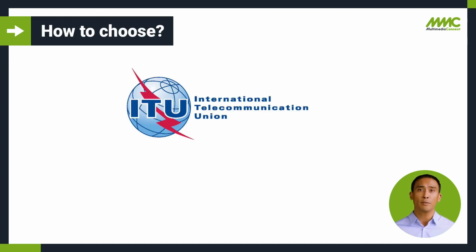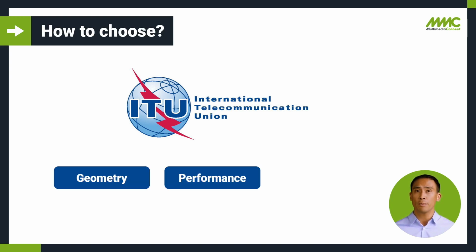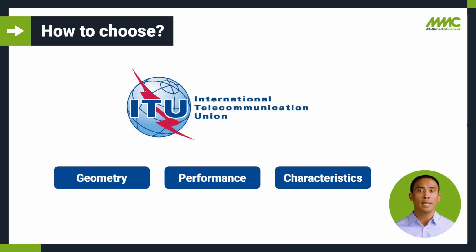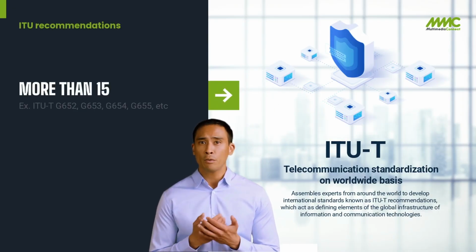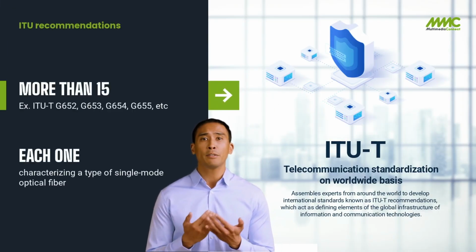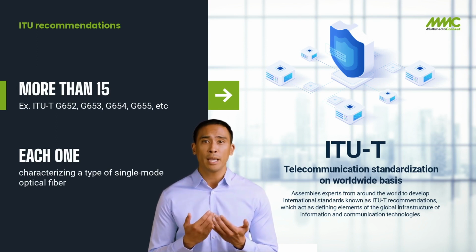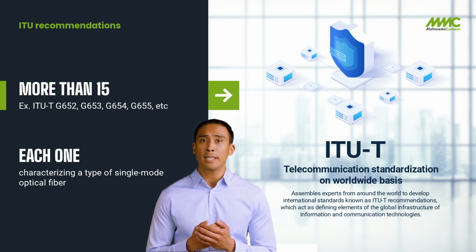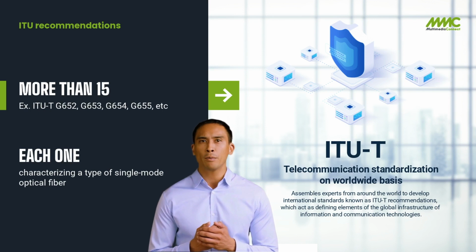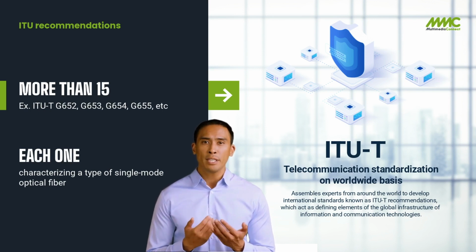Indeed, the ITU, the International Telecommunication Union, regroups single-mode fibers according to their geometry, performance, and characteristics. We generally call them ITU recommendations. But what are these recommendations? There are over 15 ITU recommendations: ITU G652, ITU G653, ITU G654, etc. Each of these will define a single-mode fiber type according to a characteristic, a performance, or even a geometry.